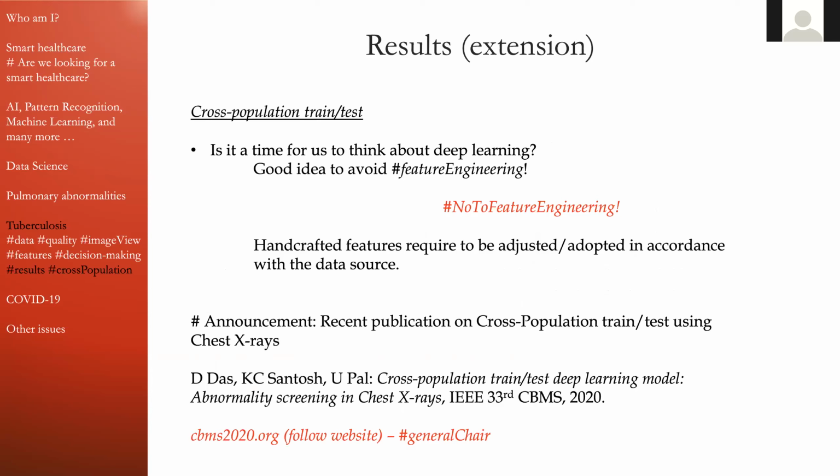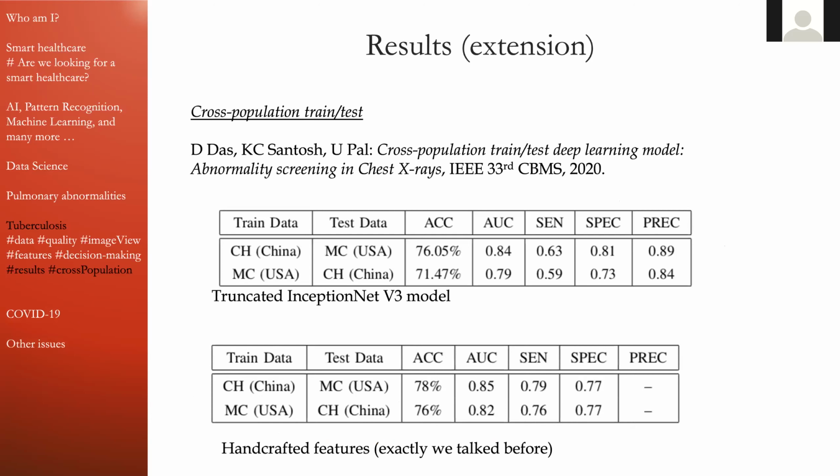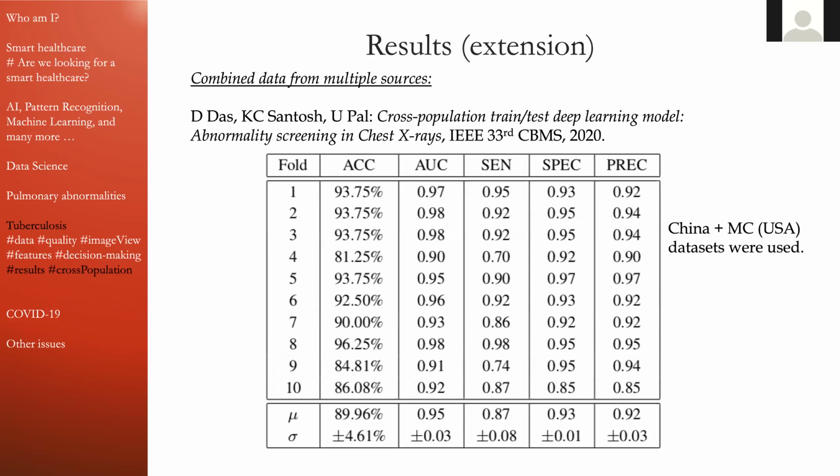And then we came up with the idea of a cross-population train-test model using deep learning, and we published that in 2020. Remember that we didn't make a big deal of it at that time, but our results say that we can go up to 92% precision, 93% specificity, and 87 and 95 sensitivity and area under the curve. And our sigma value is really small. It means that if we got bigger data, possibly it happens.